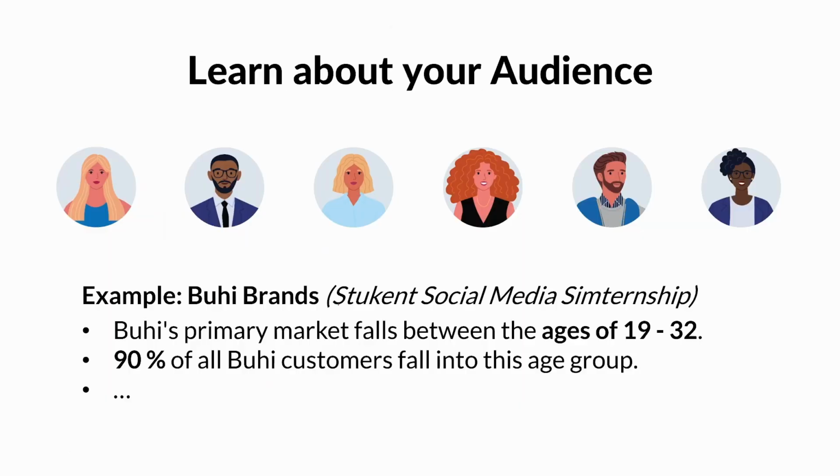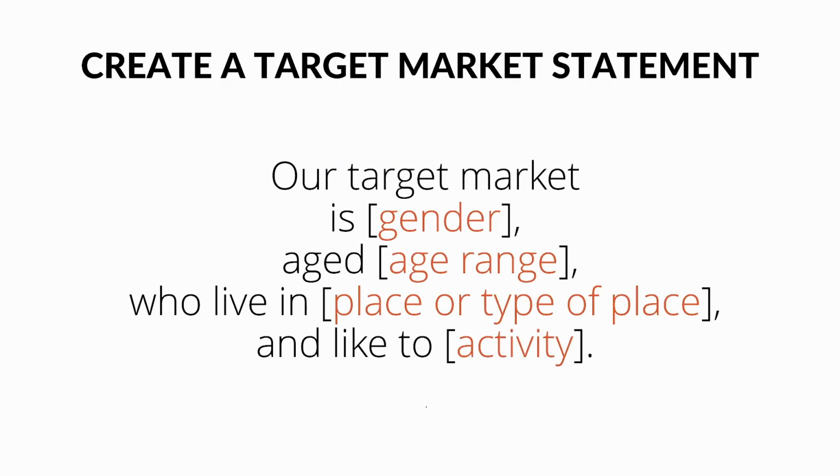This is an example from your student social media internship. It's called Boohee Brands. You'll learn that. Boohee Brands' primary market are ages 19 to 32. 90% of customers fall in this age group. Meaning, we could say, for Boohee Brands, a target market statement: our target market is gender, age range, who live in place or city, and like to do what activity. This is a target market statement you can do based off your data.